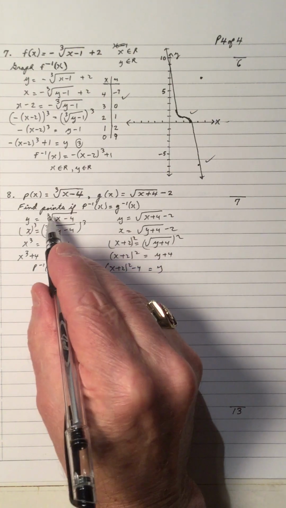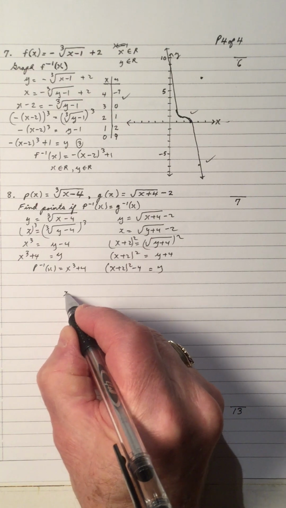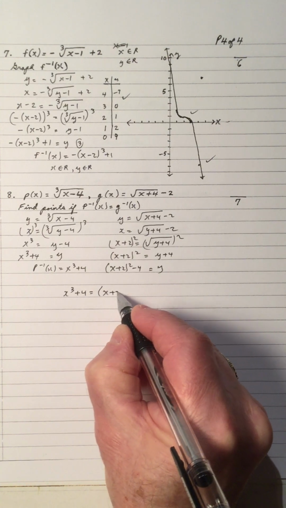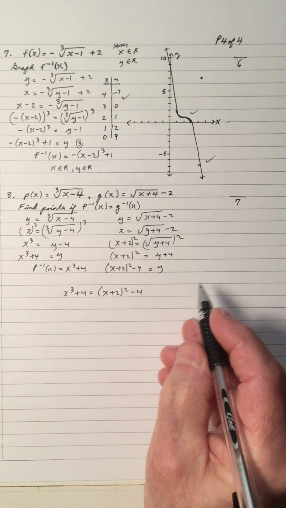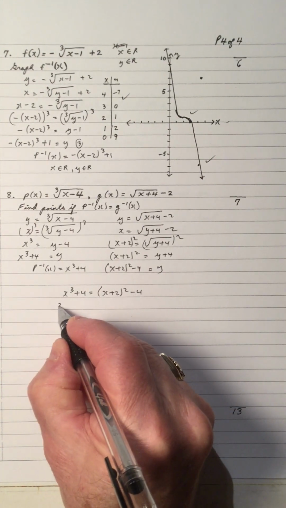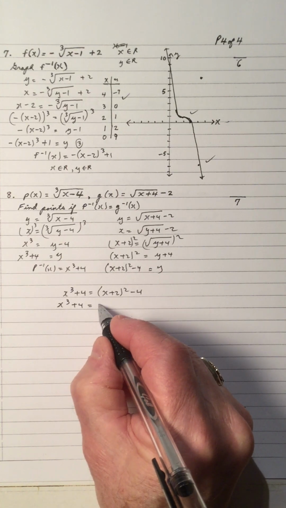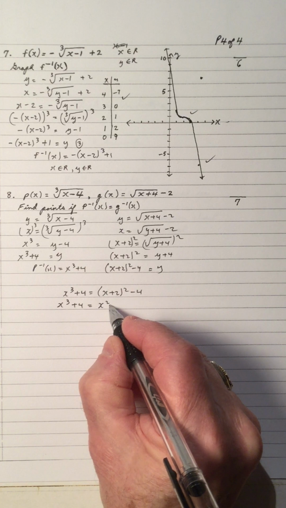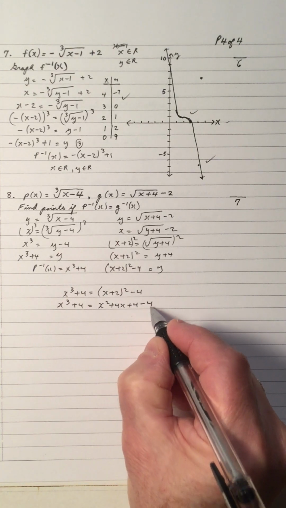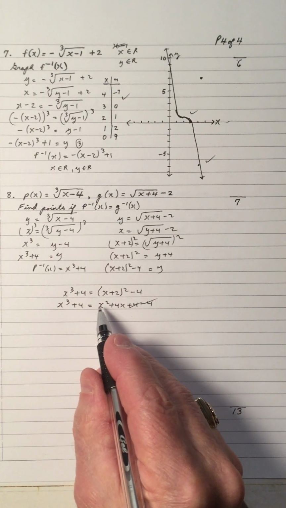Now, we want to find the point of intersection of their inverses. So that means that x cubed plus 4 is equal to (x plus 2) squared minus 4. And we have to solve this equation, so we have to do the square first by PEMDAS. x times x is x squared. The product is 2x doubled is 4x. 2 being squared is 4, minus 4. So the 4's cancel. Notice I have a cubic, so it has 3 roots.